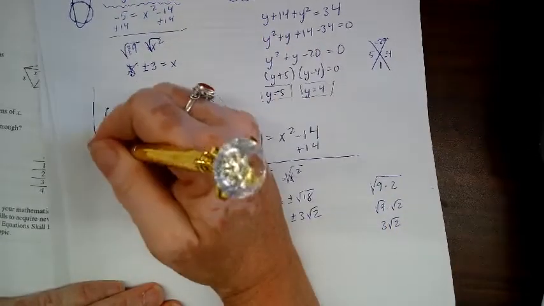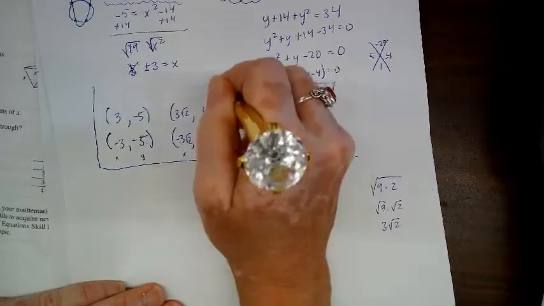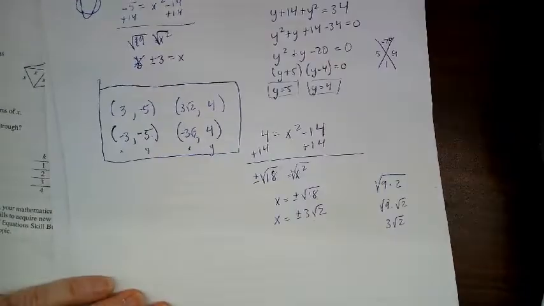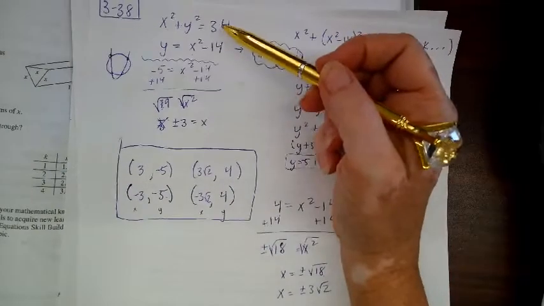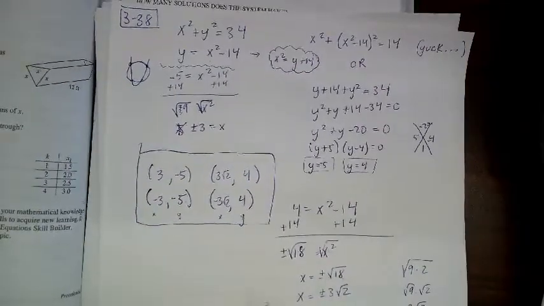There's 4 points of intersection, because this was a circle and that one's a parabola. And I think that's about it.